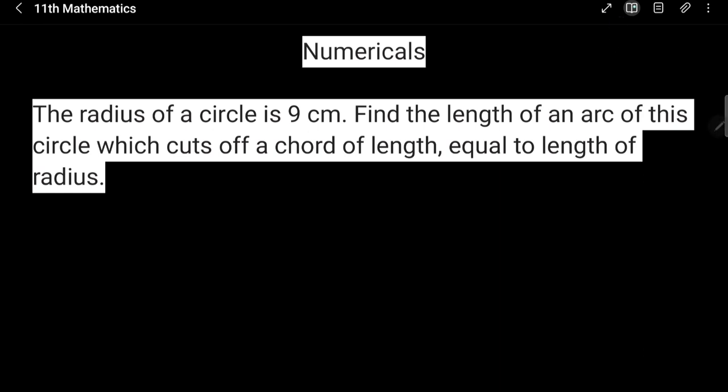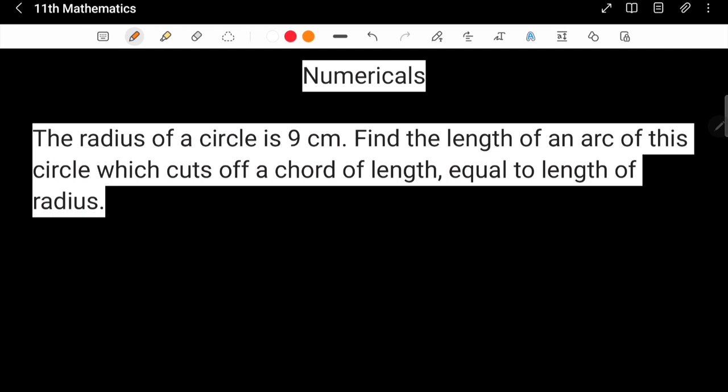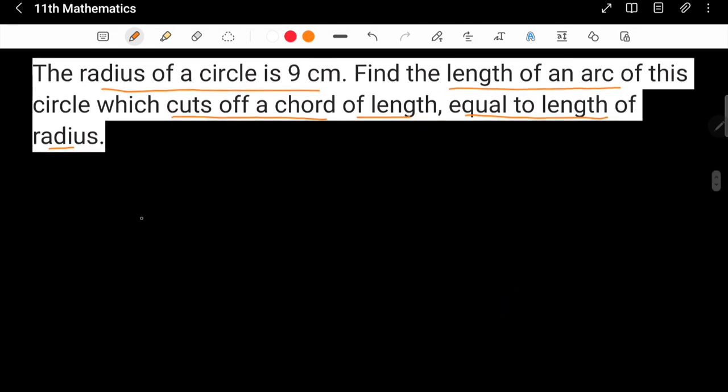So what is the first question? It is given that the radius of the circle is 9 centimeter. We have to find out the length of the arc of the circle which cuts off a chord of length equal to the length of the radius. Okay, fine. So we have a circle. In that circle, we have a chord like this. This is the center of the circle. Let the chord be AB and the center be O.